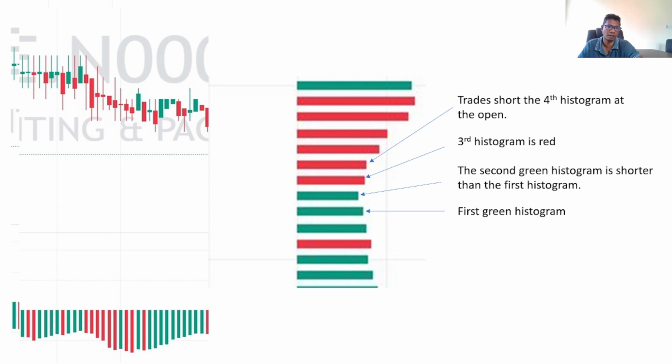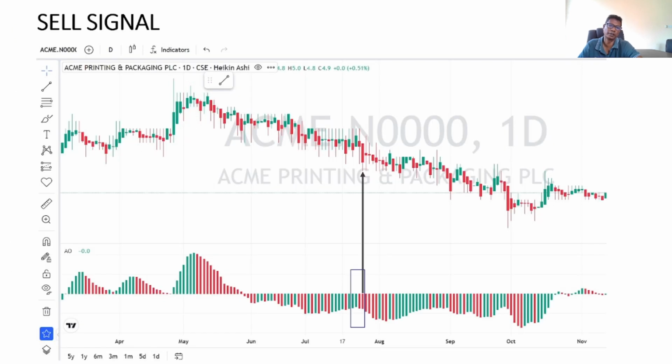Now I am taking a sample chart for you to identify the selling point. Now in this practical chart, I am taking an actual chart of a market. Here you can see the histograms are under the zero line. I make a square for you to understand more. Green bar, and the second green bar is shorter, third is a red bar, and fourth is a red bar.